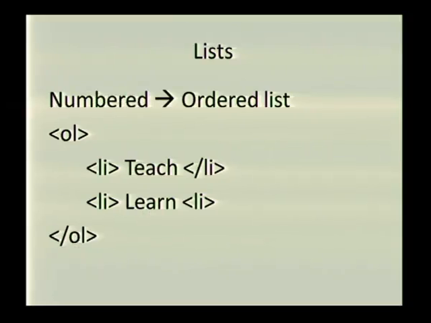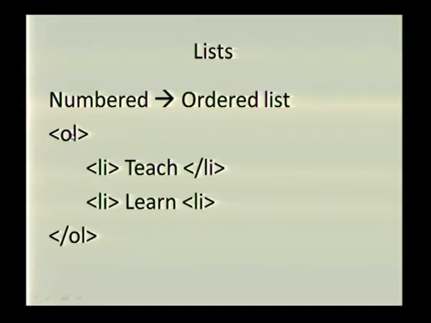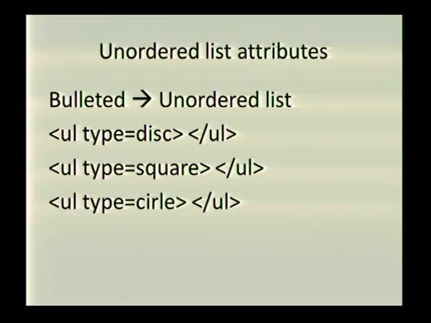Then we also have our numbered or ordered list. So now, instead of just having a bullet, you can have numbers or letters. That actually puts it all in the correct order. And instead of the UL, we now have the OL for ordered list, and we also need to close that tag again. The middle section looks exactly the same as your unordered list. You're just going to insert your list items like teach and learn, and you can add as many as you want to.